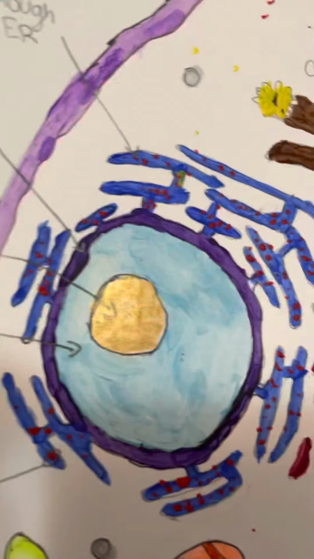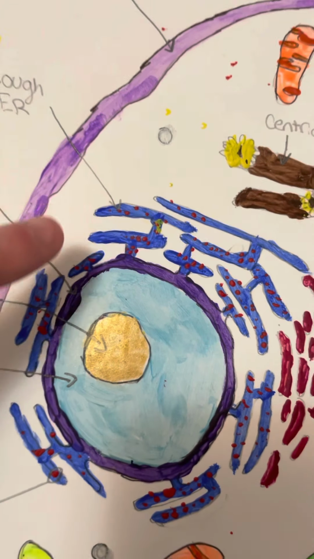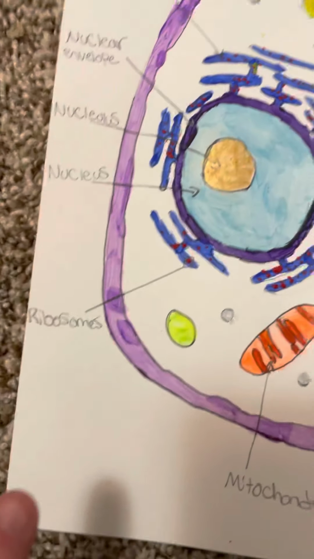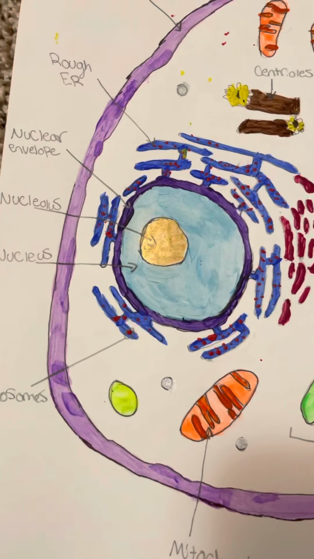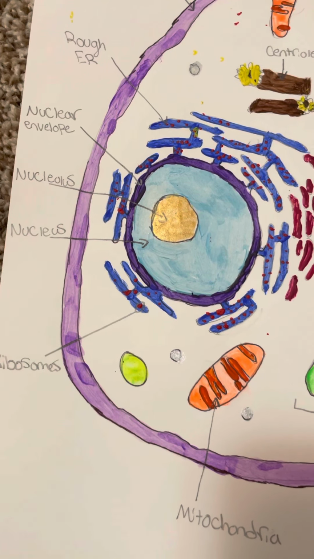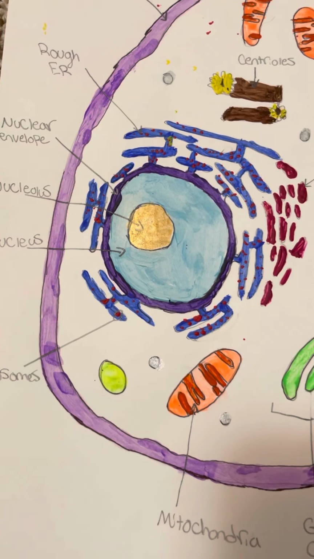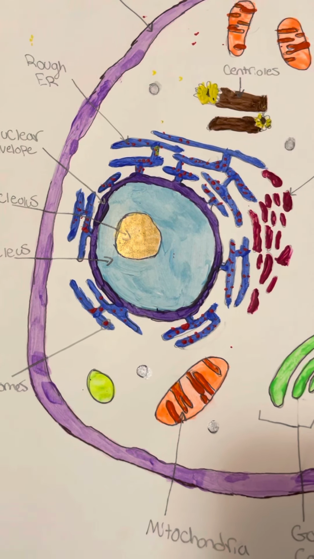The ribosomes are going to be these little red dots on the rough ER. Those are the ribosomes, and the ribosomes come from the nucleolus, and they're found attached to the rough ER, and they read genetic material and produce peptides and proteins.